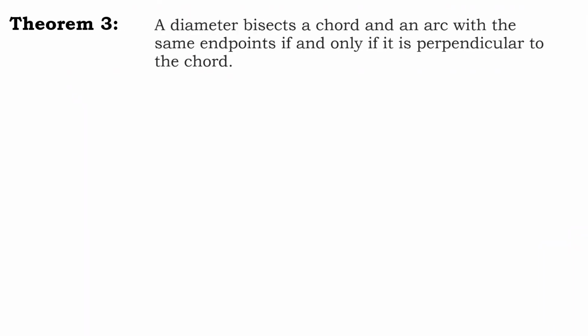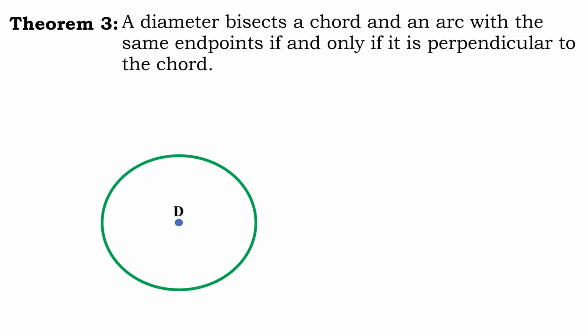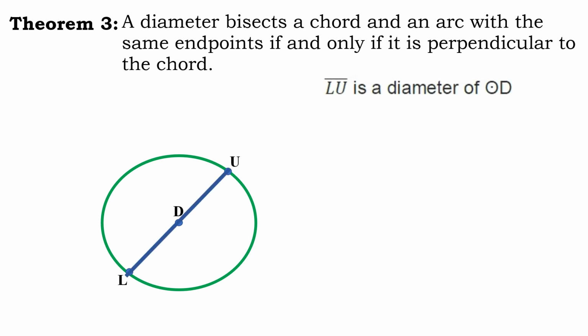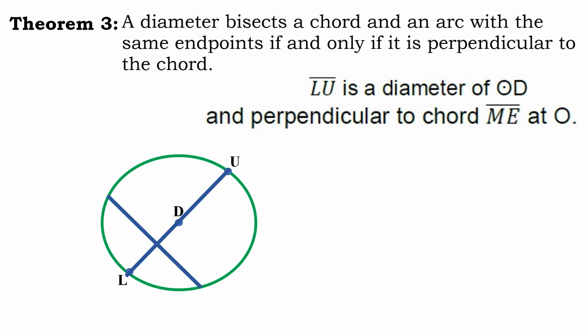Theorem number 3. Theorem number 3 states that a diameter bisects a chord and an arc with the same endpoints if and only if it is perpendicular to the chord. So we have here circle D with diameter LU. Line segment LU is a diameter of circle D and perpendicular to the chord ME at O.